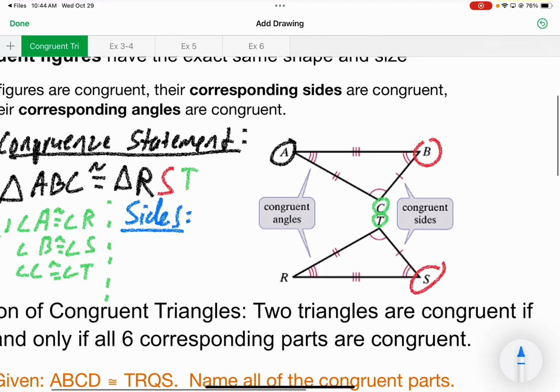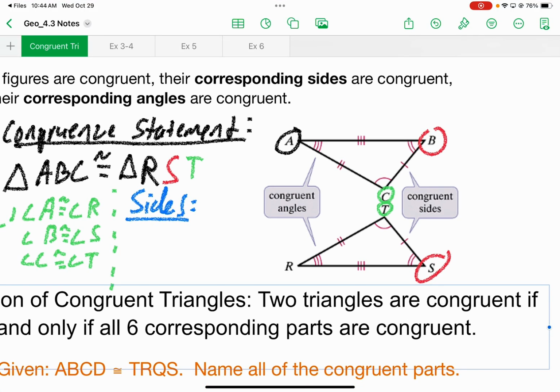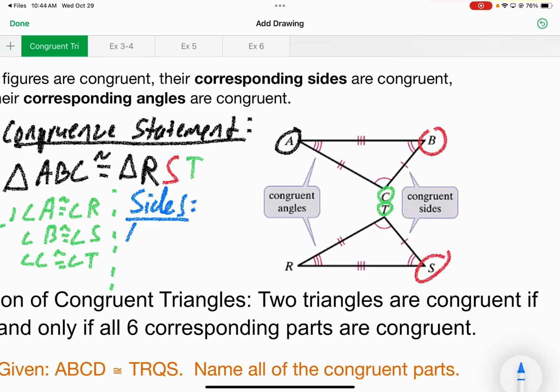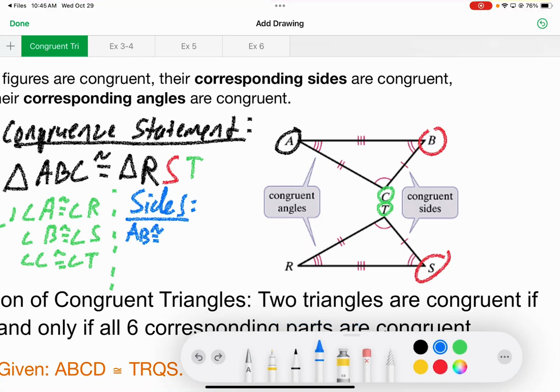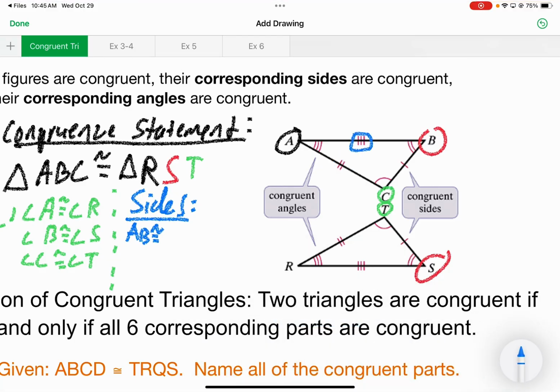AB. So AB is going to be congruent to what corresponding side from my other triangle? So AB's got, you'll notice it has 2 tick marks on it, right? RS. Not RS. Oh, no, you're right. Sorry. I was looking at AC. You're right, Liam. AB has 3 tick marks on it. And RS, like Liam said, also has 3 tick marks on it. So we would say RS.